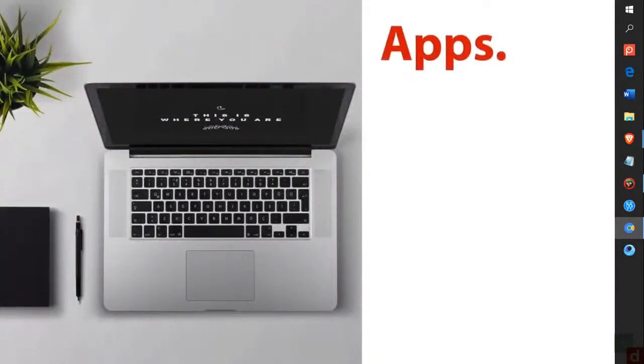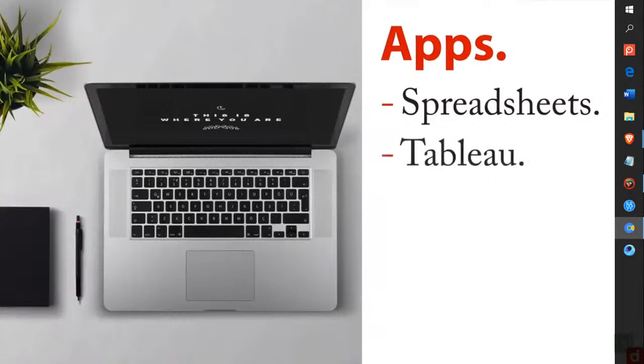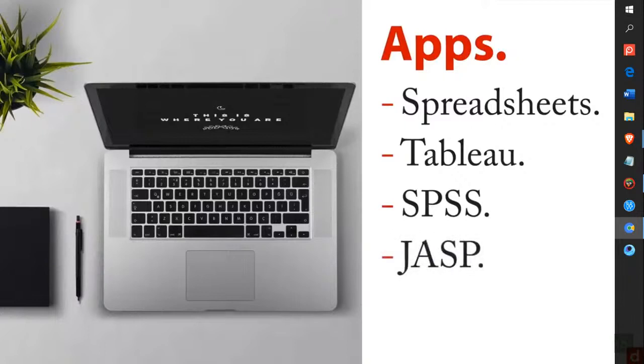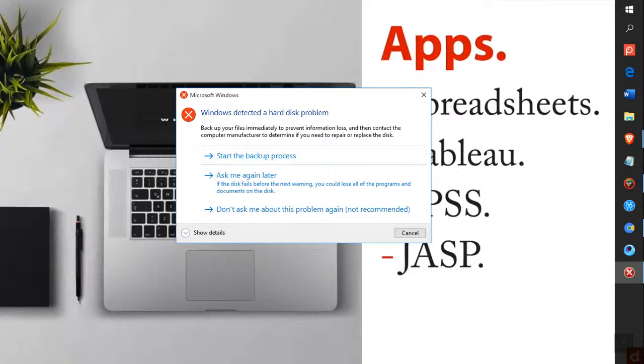In terms of apps, there are spreadsheets like Excel or Google Sheets. These are the fundamental data tools of probably the majority of the world. There are specialized applications like Tableau for data visualization, or SPSS, a very common statistical package in the social sciences and in business. And one of my favorite, JASP, which is a free open source analog of SPSS, which I think is a lot easier to use and replicate research with. And there are tons of other choices.